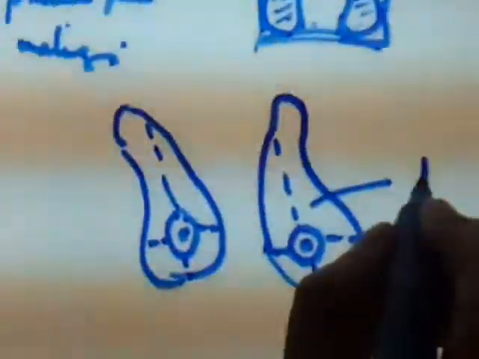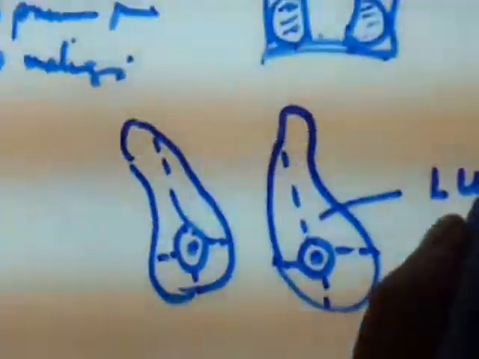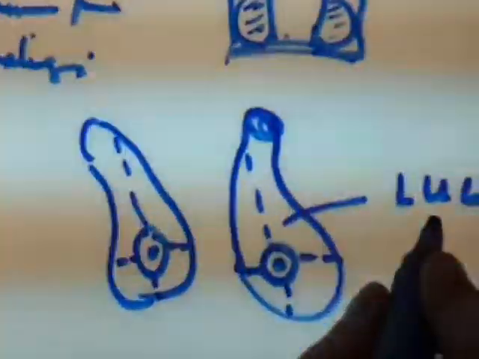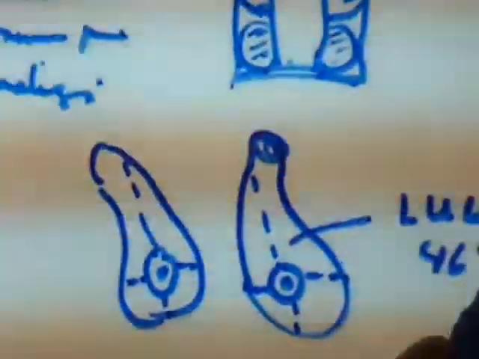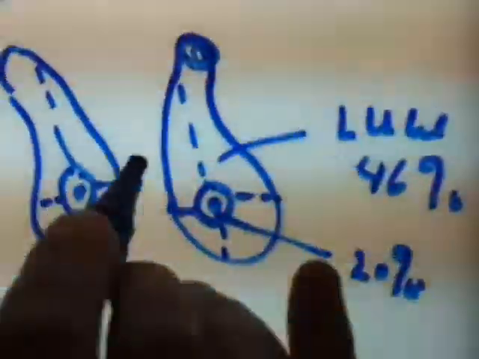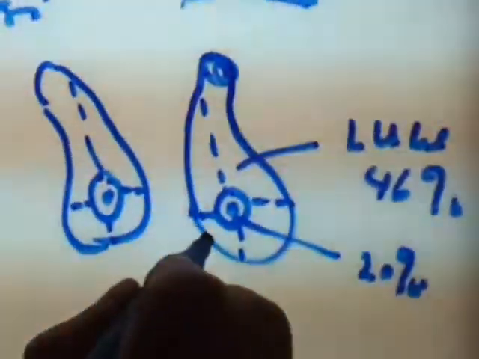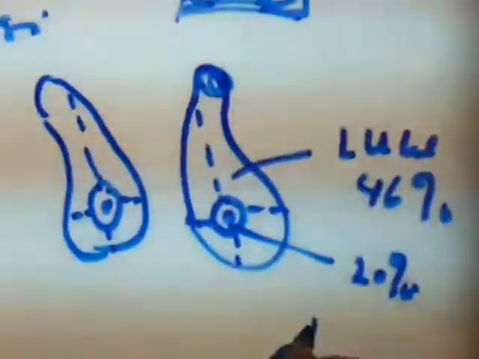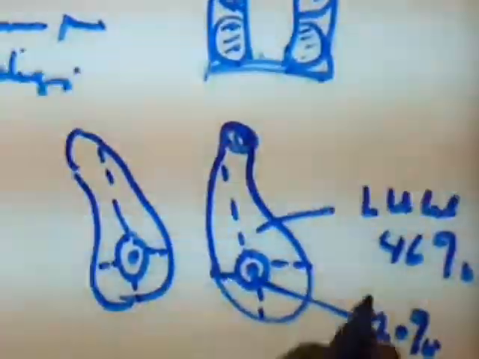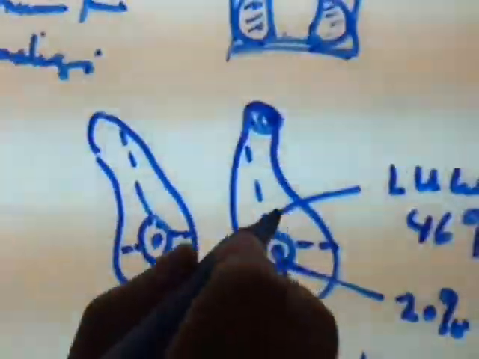This is the left upper lateral part, with the axillary tail there. The percentage of malignancy in this site of the breast is what? 46% of the total. The areola is 20%, and the nipple and the middle and the lower, both lower, between 10 to 12 each one. This is the common site of malignancy in the breast.